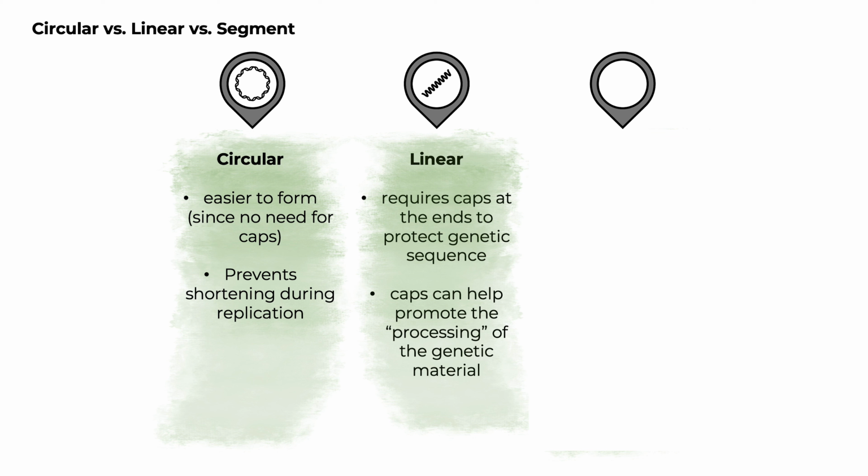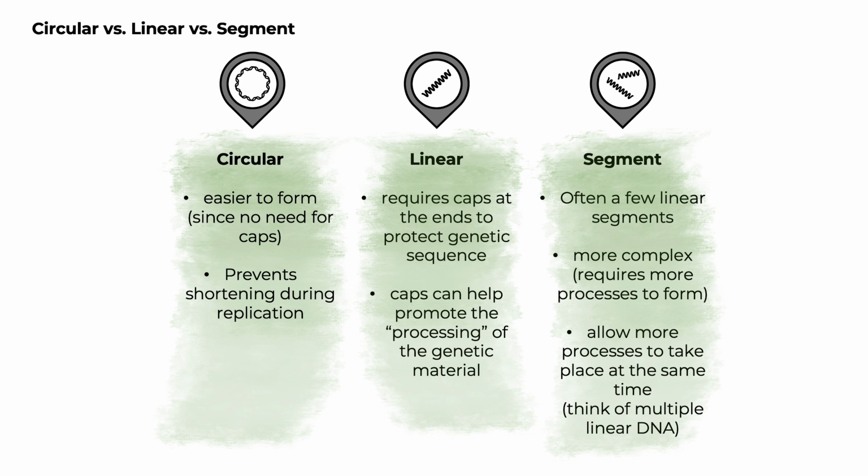Last but not least, we may have segmented genetic materials, which means that there may be more than one piece of genetic material found in a virion, which is a unit of the virus. Usually, it consists of a few linear segments, hence this makes the virus itself more complex, and since the virus is more complex, usually it will take more processes to produce the next batch of viruses.